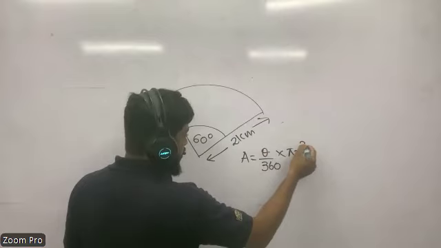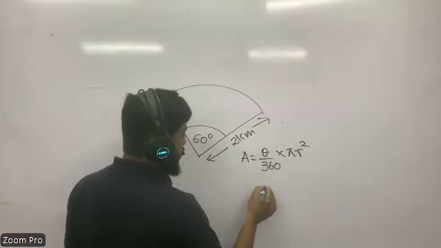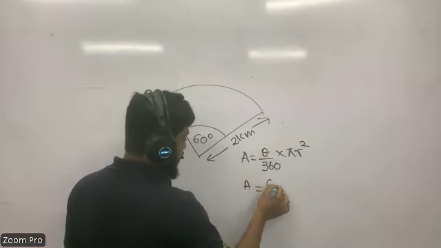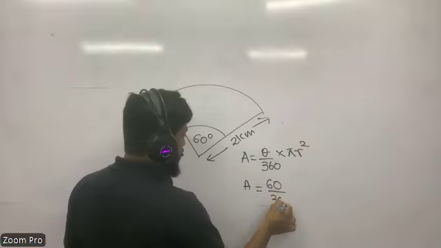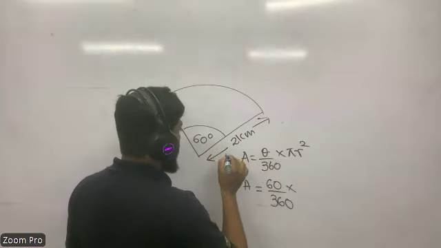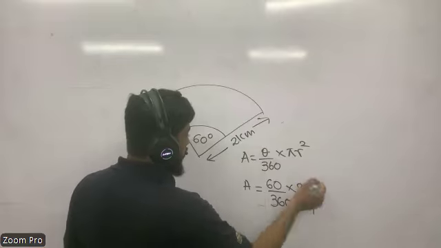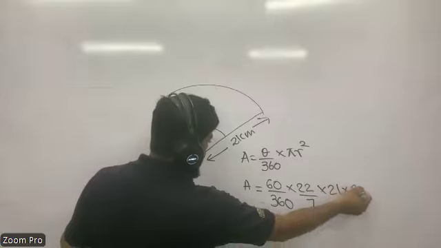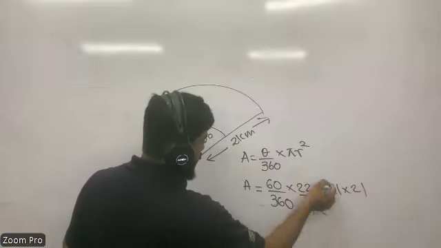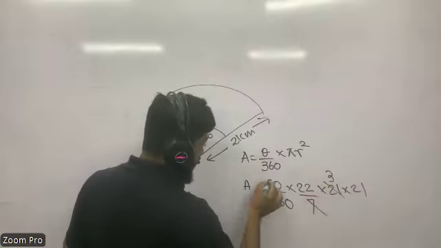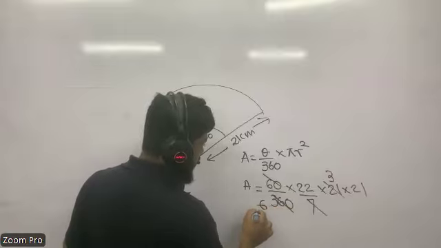Pi r squared. Theta is 60. Very good. 60 over 360. How much we should write for pi? 22 over 7. For radius, 21. How many times I should write 21? 2 times. 7 and 21, there are 3. 60 and 360, there are 6.